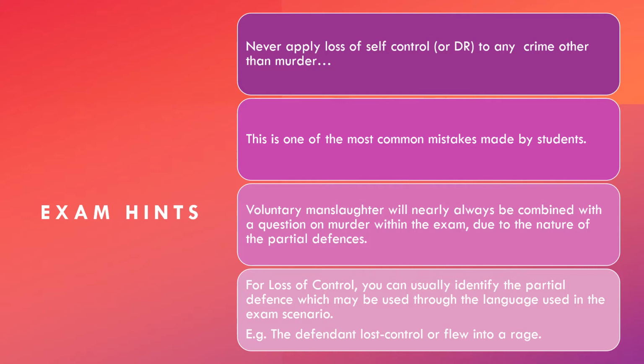Now, voluntary manslaughter itself in an exam is nearly always going to be combined with a question on murder, due to the nature of these partial defences. So we always need to prove murder first and then raise the defence, because, of course, diminished responsibility and loss of control are not offences, but they are defences to murder. But with respect to loss of control specifically, we can usually identify the partial defence through the language. So for example, the defendant lost control, the defendant flew into a rage, or had a temper, for example.